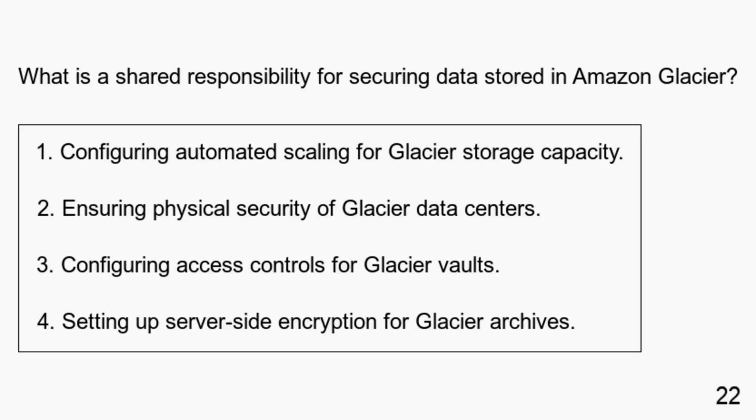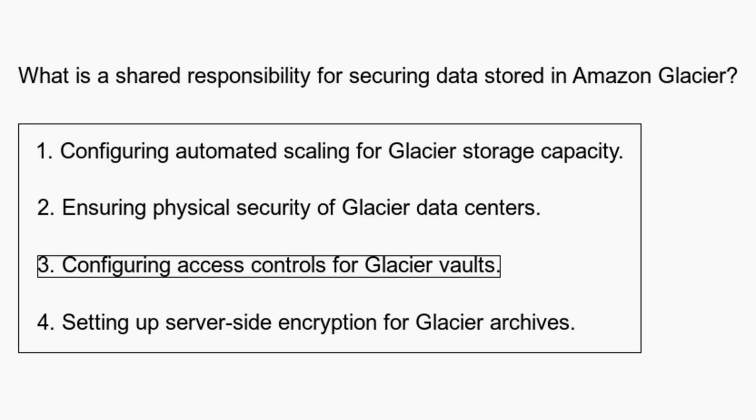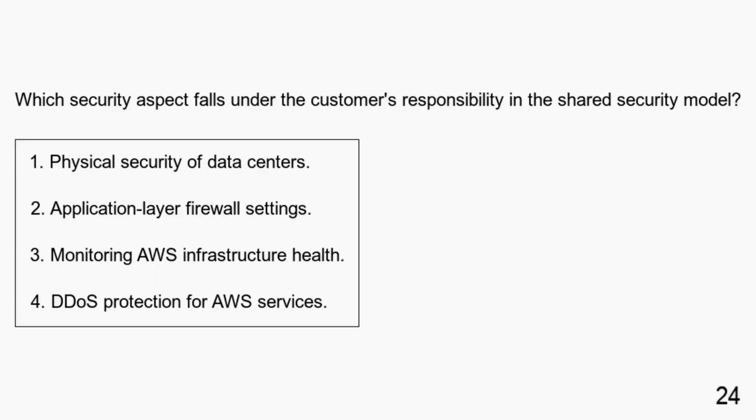What is a shared responsibility for securing data stored in Amazon Glacier? Configuring automated scaling for Glacier storage capacity. Ensuring physical security of Glacier data centers. Configuring access controls for Glacier vaults. Setting up server-side encryption for Glacier archives. Configuring access controls for Glacier vaults is a shared responsibility for securing data stored in Amazon Glacier.